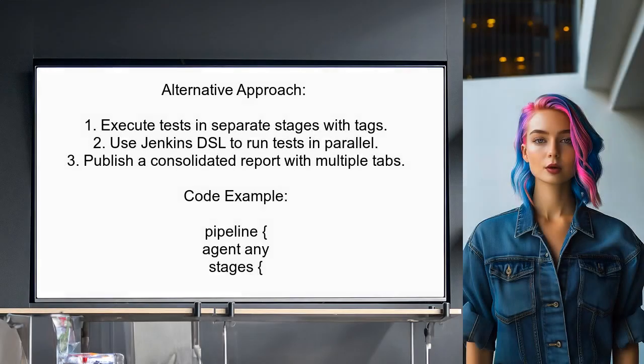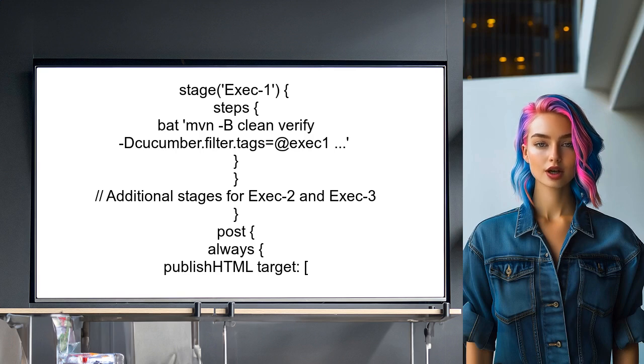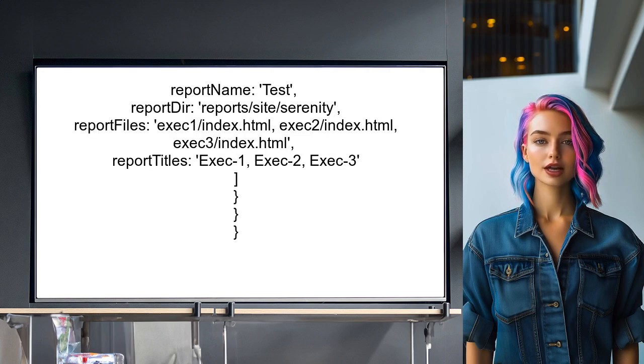An alternative approach shared by another user involves consolidating multiple test reports into one final report using the Publish HTML plugin in Jenkins. They execute tests in separate stages, each tagged differently to avoid conflicts. After running the tests, they publish a single report that includes all results with different tabs for each execution.